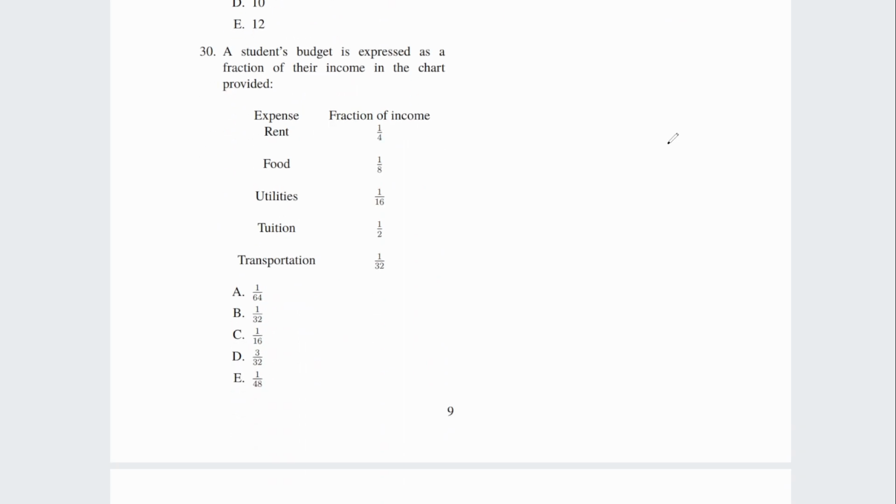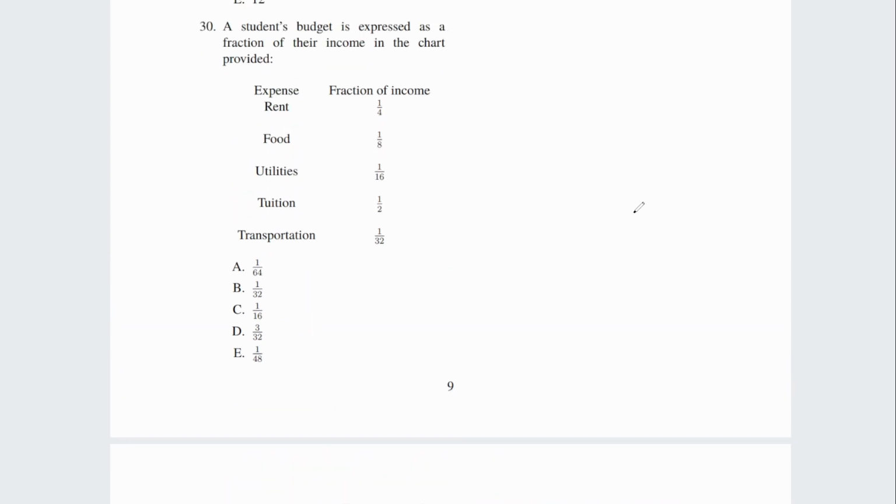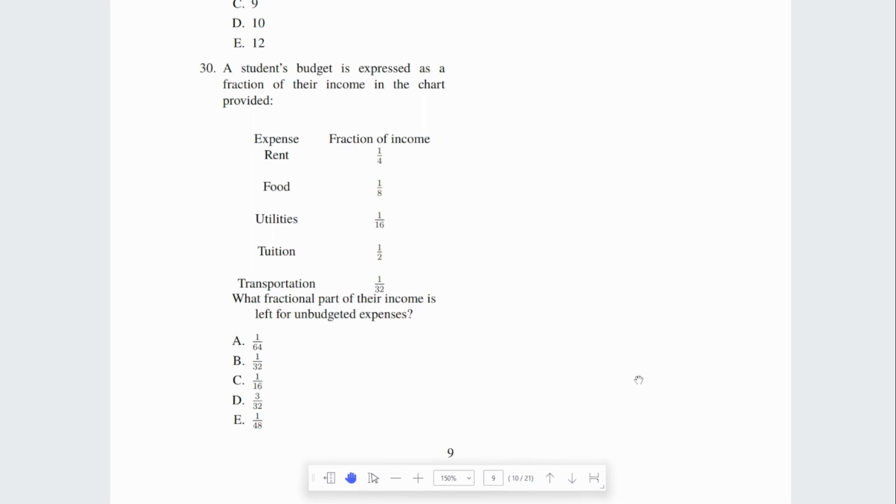A student's budget is expressed as the fraction of their income in the chart provided. What is the fractional part of their income left for unbudgeted expenses? Right, okay. So if we think about this, we just need to add up all of these and find the difference between that and 1.